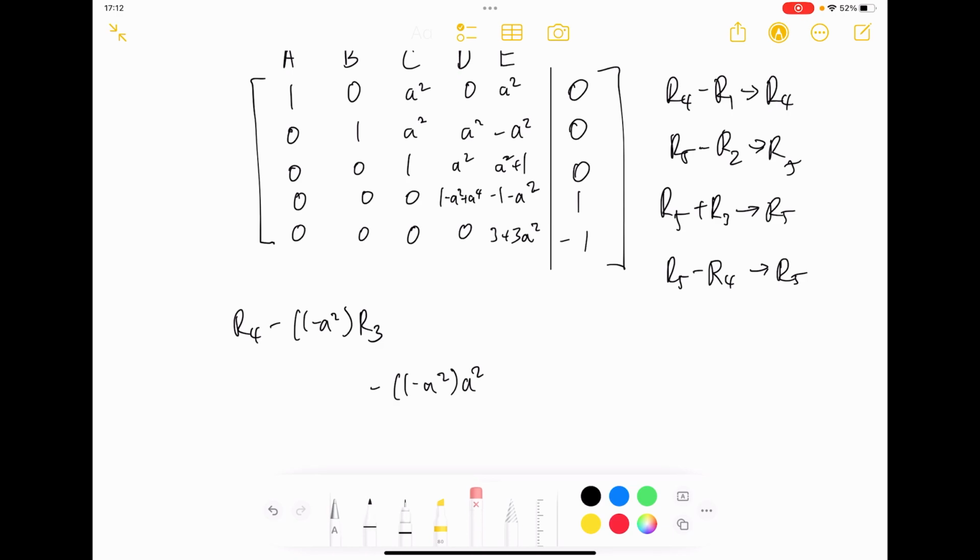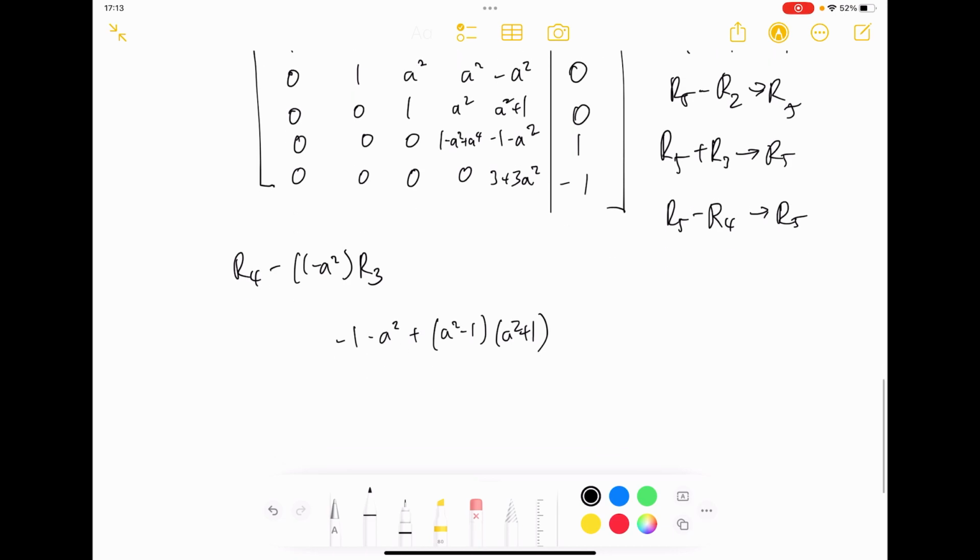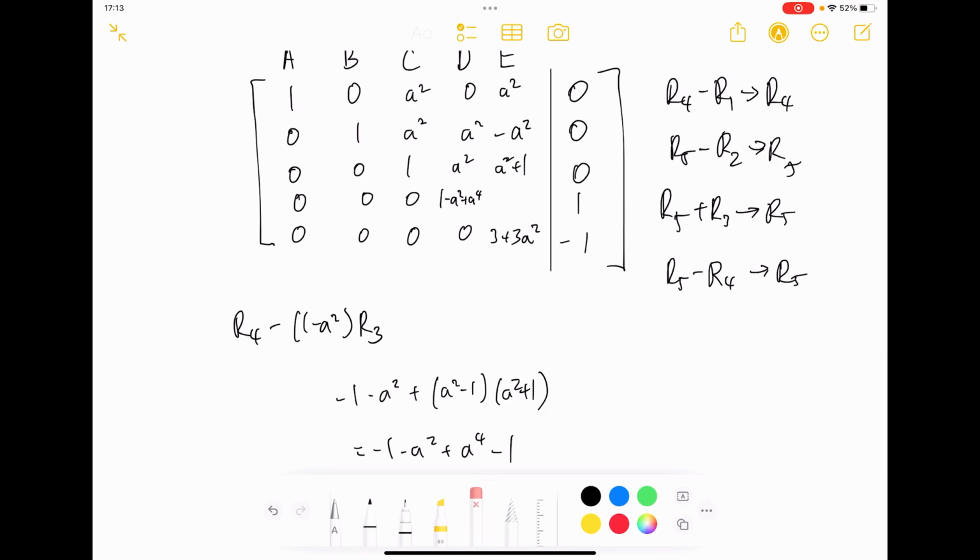And on the E column, we're going to do minus 1 minus a squared times a squared plus 1. And if we switch this and negate the sign, this is a difference of two squares, so that's minus 1 minus a squared plus a to the 4th minus 1. So that's going to get us minus 2 minus a squared plus a to the 4th. And do we have to do anything to the augmented bit?